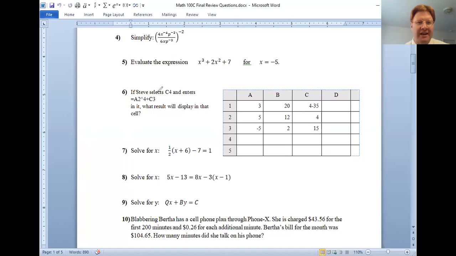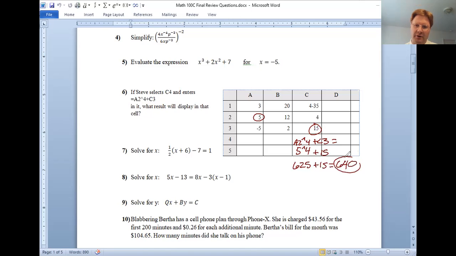Okay, if Steve selects C4, so we're in C4 right now, and enters A2 to the 4th power plus C3. Okay, so that's going to be A2, which is 5, 5 to the 4th, plus C3, 15. 5 to the 4th, stick that in the calculator, and we get 625 plus 15 is going to be 640 is what it looks like. Excellent. All right, number 7.